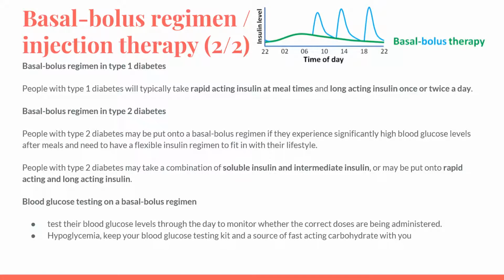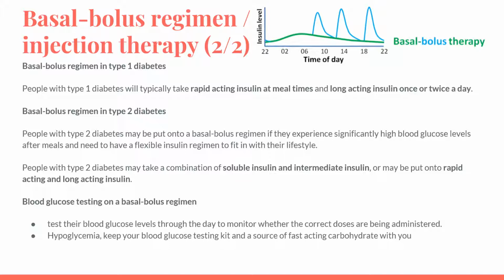Basal bolus regimen in type 1 diabetes. A basal bolus regimen is popular amongst people with diabetes, particularly for working adults, who may need to be flexible with when they take their doses and how much carbohydrate they eat. People with type 1 diabetes will typically take rapid-acting insulin at meal times and long-acting insulin once or twice a day.